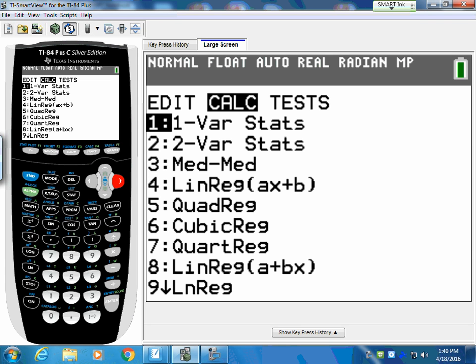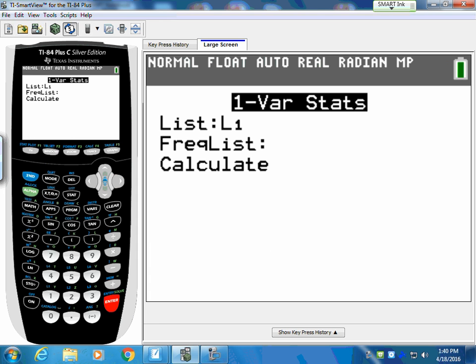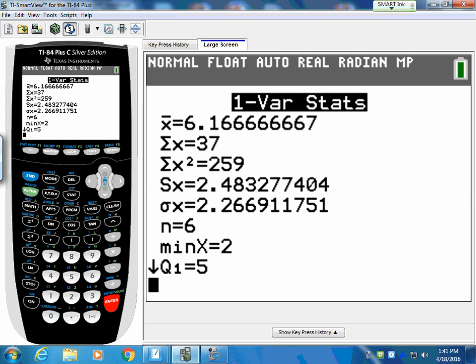Once we have that data list, we can go back into stat and we can do all of our calculations. So we've got our calculations, one variable, two variable stats, some other calculations that we'll look at in other lessons. But if I want to do one variable statistics on this, this will give me all of my critical values. X bar is your mean value, so we have our mean value here.